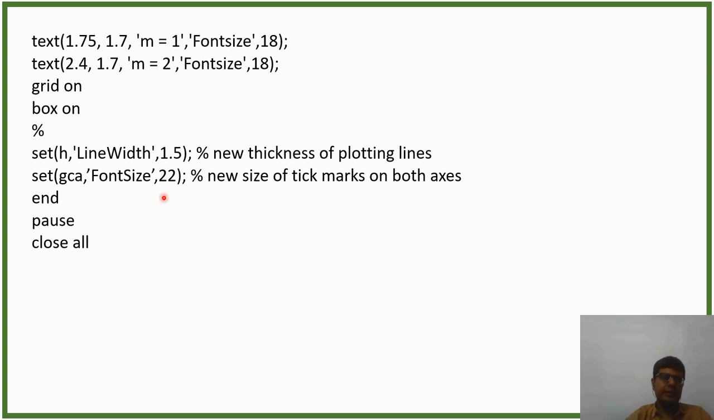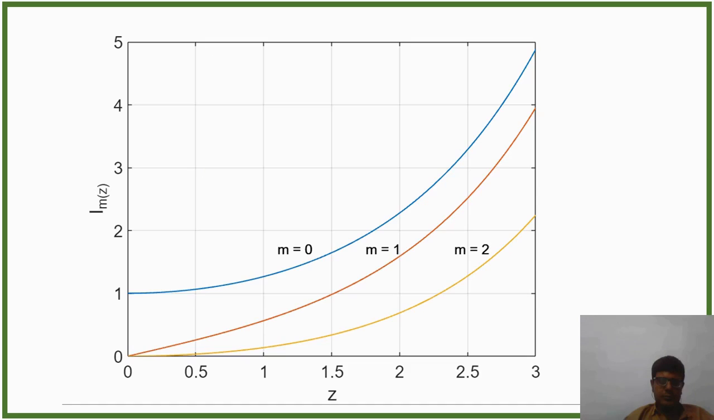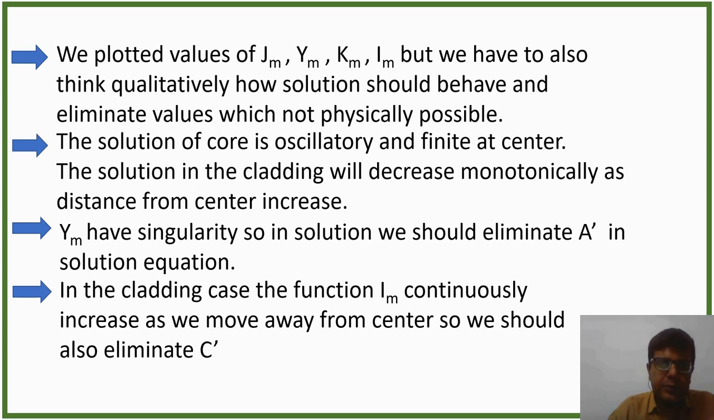Then we have set the line width of h as 1.5. Then we have set the new size of the tick marks on both axes. Then we have closed. This is the plot of Im(z) versus z. What we observe is that as the value of z increases, the value of Im continuously increases. It is not physically possible. We plotted values of Jm, Ym, Km, Im, but we also have to think qualitatively about how solutions should behave and eliminate values which are not physically possible.